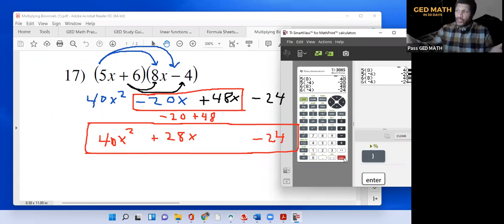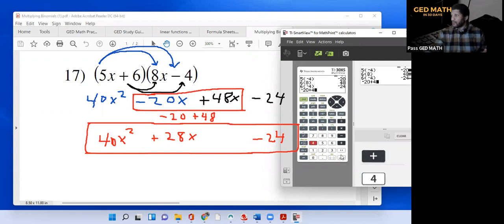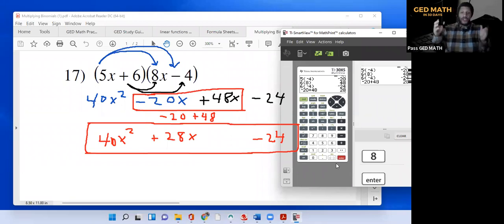Now, what do you do when you want to combine like terms? Once you recognize that they both have the same variable x, I'm looking at minus 20 plus 48. Then you got your coefficient of your middle term, 28x. Use your calculator as much as you can to make this easy for you.